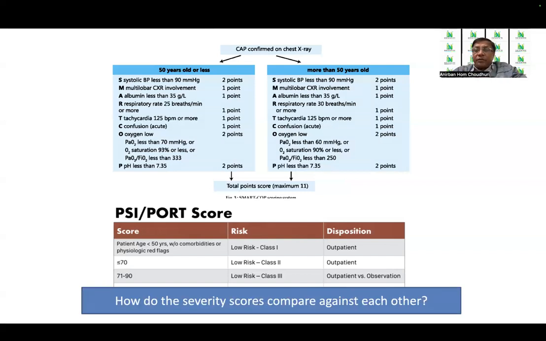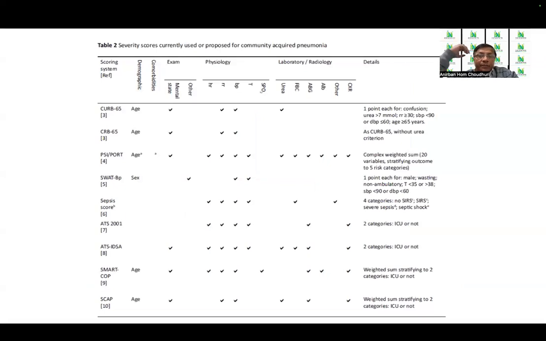Now, it is very important to know that when we have so many severity scores, how do they compare against each other in real-time scenarios? The scores are plenty, and we have seen that a lot of them have been validated in different settings, and many of them have been validated across patient populations in different geographical regions. But what is important to note is that the constituents of these scoring systems are more or less the same.